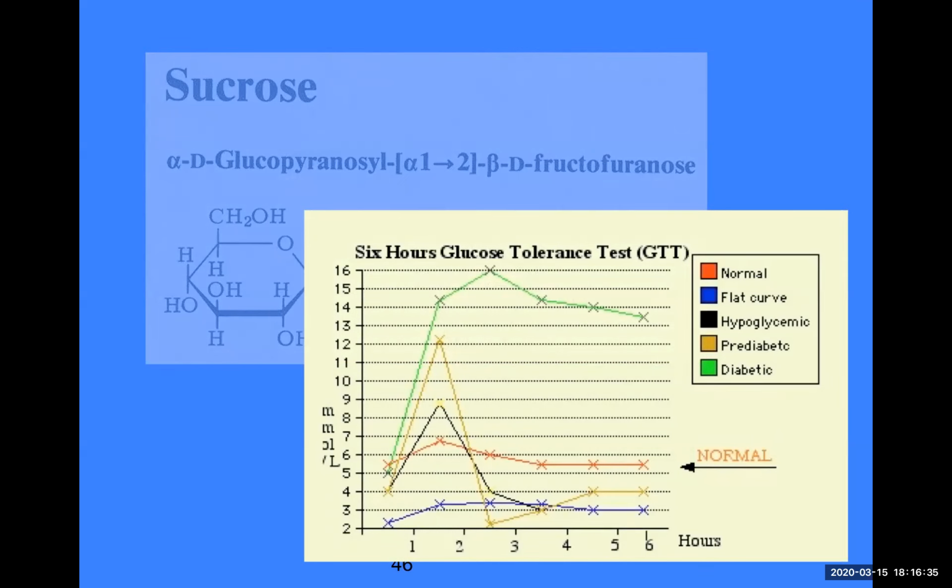Glucose is what causes insulin release. So if you give someone glucose and they have a normal response, blood glucose will go up, stay up for about an hour maybe, come back down because the body produces insulin. In a diabetic, that's the green curve on the top here, blood glucose goes up and stays up because they're not releasing appropriate insulin, not responding to insulin.